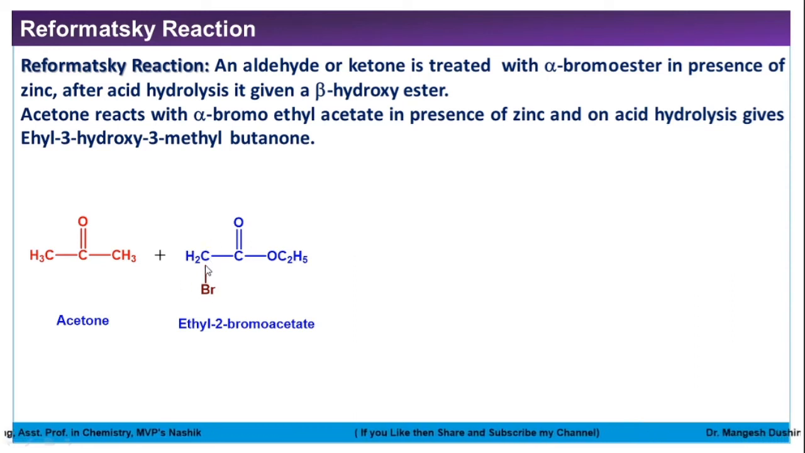Very simple. This is the alpha carbon, and one of the alpha hydrogens is replaced by bromine. So this is called alpha bromoethyl acetate. Now in presence of zinc, the first step is zinc. There will be the insertion of zinc in between carbon and bromine. So a carbanion will be formed, and this carbanion will react with this carbonyl carbon.